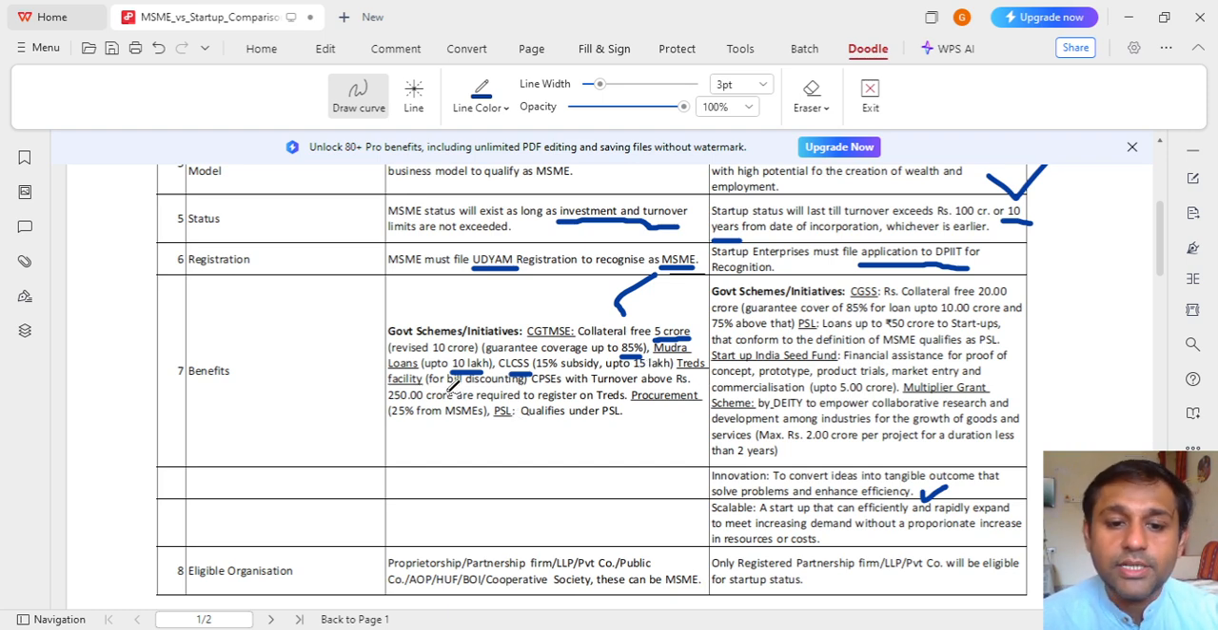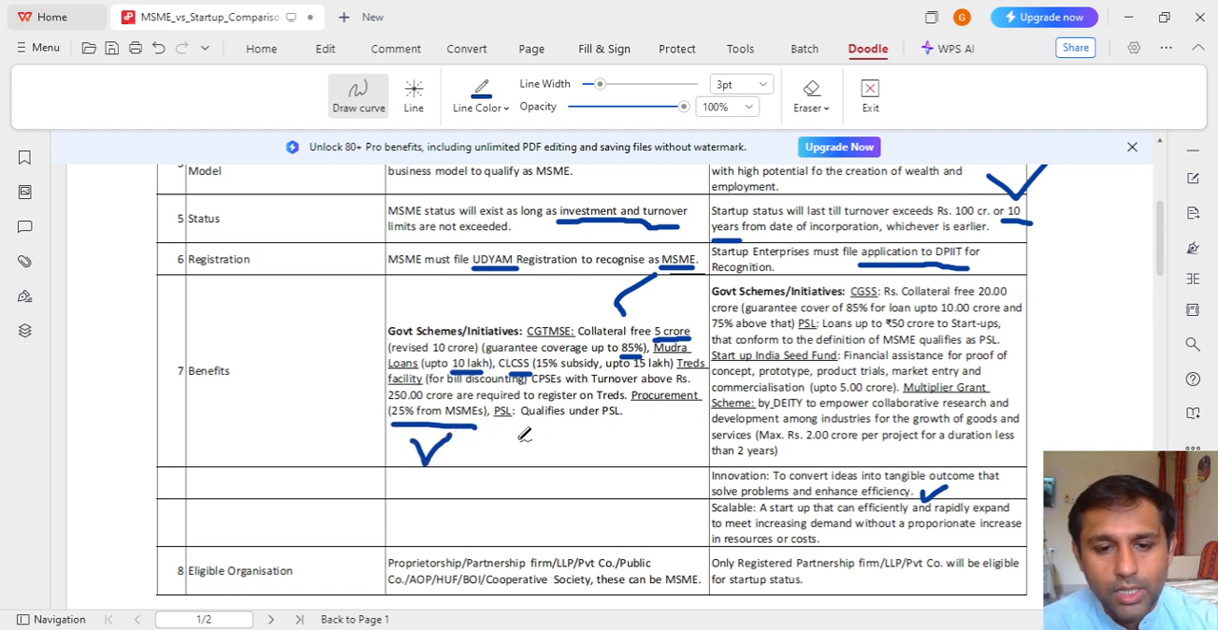Then trade facilities are there. TReDS is more of a bill discounting facility, wherein your supplier will get this registered on the TReDS platform, and all bills raised against that supplier will be discounted by the platform. As of now, the government has stated that all CPSEs or PSUs with turnover above 250 crore are required to be registered on TReDS. And on the initiative front, at least 25% of the procurement by the government should be from MSMEs. It has been mandated by the government, and all loans to MSMEs are classified under PSL irrespective of the amount of loan.